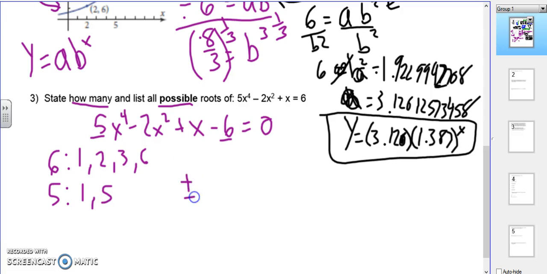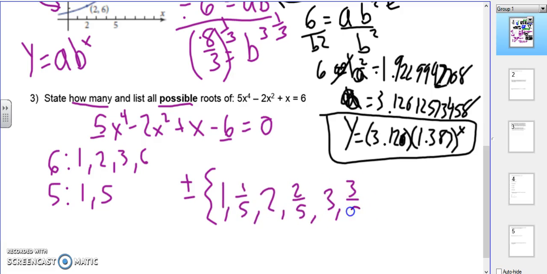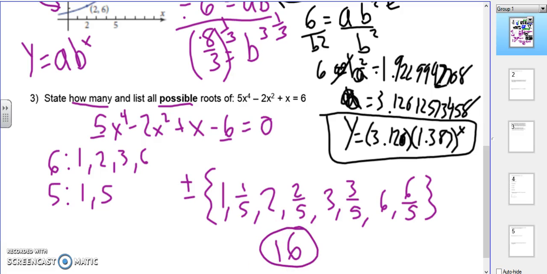So we're going to do our little plus minus because all the factors are positive and negative. So I'm going to have 1 over 1, 1 over 5. 2 over 1, 2 over 5. 3 over 1, 3 over 5. 6 over 1, 6 over 5. How many? 1, 2, 3, 4, 5, 6, 7, 8. So there's 16 possible roots because of positives and the negatives.